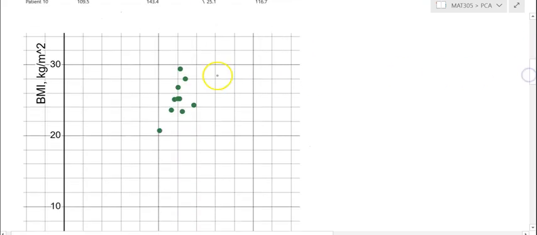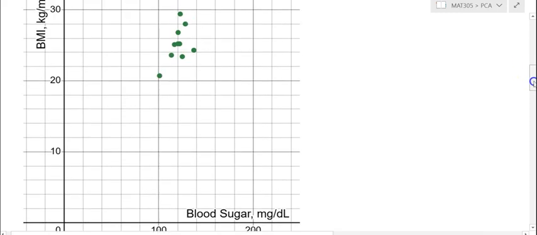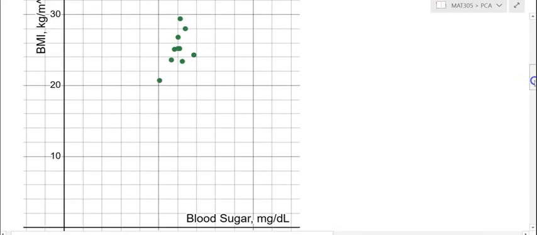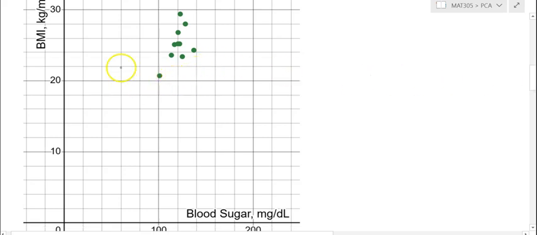Okay, so here is the data, right? And what we're looking at in this graph is BMI on the y-axis versus blood sugar. So what's the first thing that we notice? Well, it kind of seems like increasing blood sugar tends to correlate with increases in BMI. In fact, you could say that as your blood sugar goes up, your BMI tends to go up.